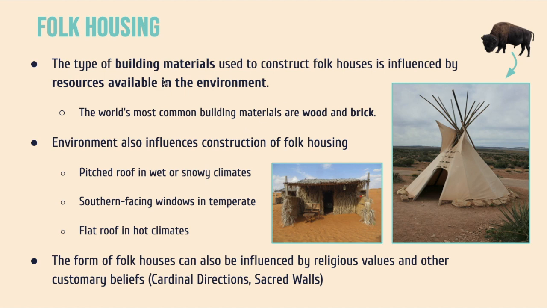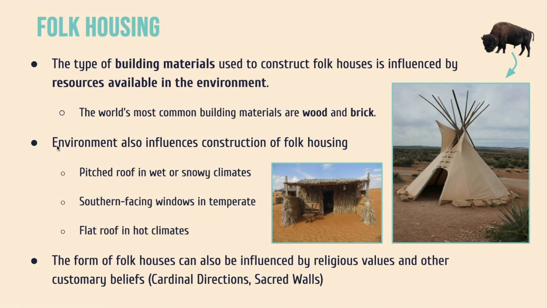So the types of building materials used to construct folk housing are often available in the environment, like the bison. But the two most common are wood and brick, because they can be gathered pretty easily in the local environment. Brick, you're putting together whatever kind of clay you can create. In some cases, it's stronger than others, but wood is from trees. So these are the two most commonly found building materials in the entire world because they're easily accessible in folk culture. However, sometimes they're not.